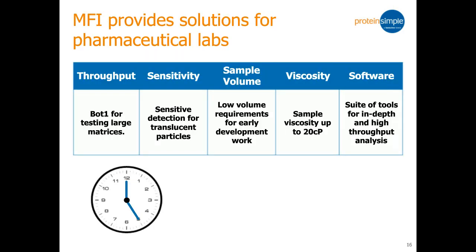So in summary, MFI provides a range of solutions for pharmaceutical labs, whether it's throughput using our Bot1 autosampler for testing large matrices, the sensitivity that's needed to detect translucent particles, reducing the amount of sample volume that's needed for your analysis, and accommodating the viscosity that comes with a lot of biological samples. We provide all of this with a software package that gives users the ability to do in-depth analysis of single samples and high throughput analysis for looking at trends over large populations of samples.